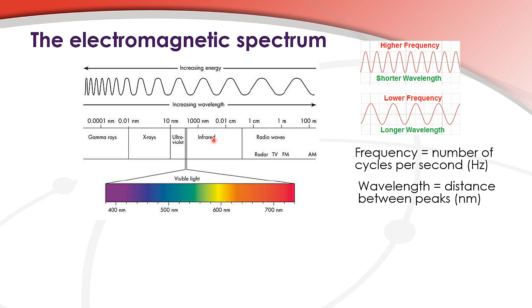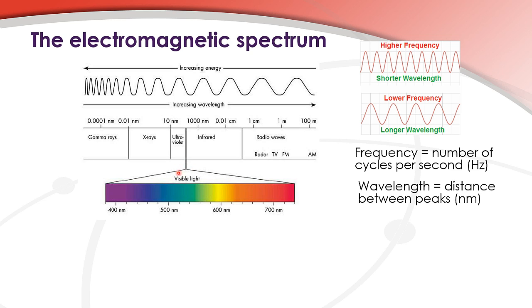So let's compare infrared and visible light. Infrared has lower energy than visible light. If it has lower energy, it has lower frequency and a longer wavelength. Let's compare ultraviolet and visible light. Ultraviolet has higher energy, so it has higher frequency and a shorter wavelength than visible light.